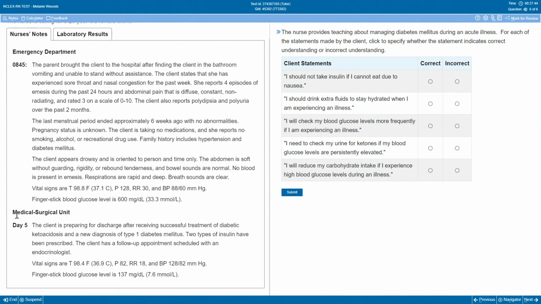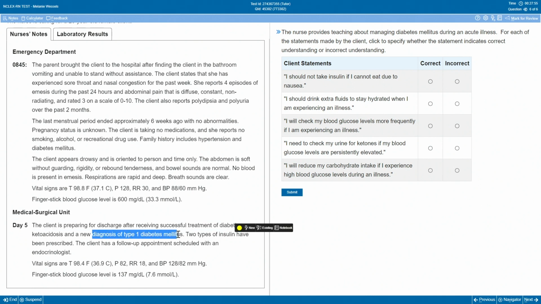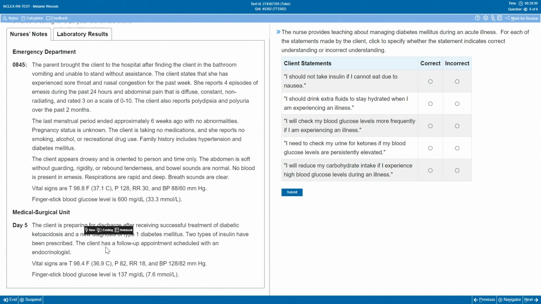So she's here in the medical surgical unit and we're given an update. She's preparing for discharge, having received successful treatment for DKA. She was newly diagnosed with type 1 diabetes. We've given her a few different medications to take home. And this is definitely a nursing-centric intervention: we always make sure our patients have a follow-up appointment before they walk out of the hospital. So she has a follow-up appointment scheduled with her endocrinologist. We've got some vital signs here, which look good.